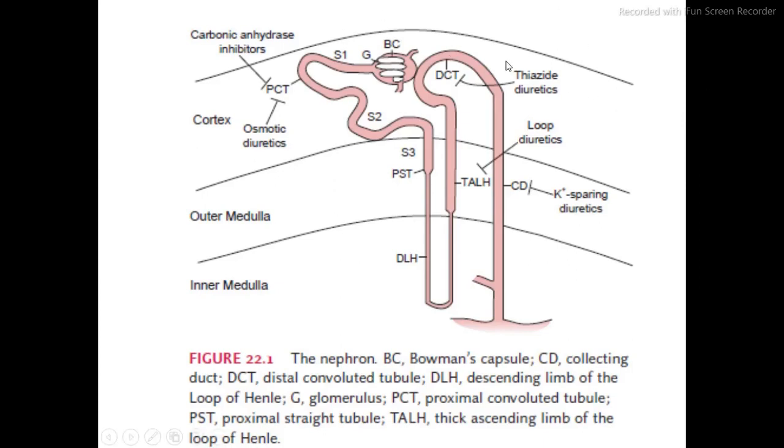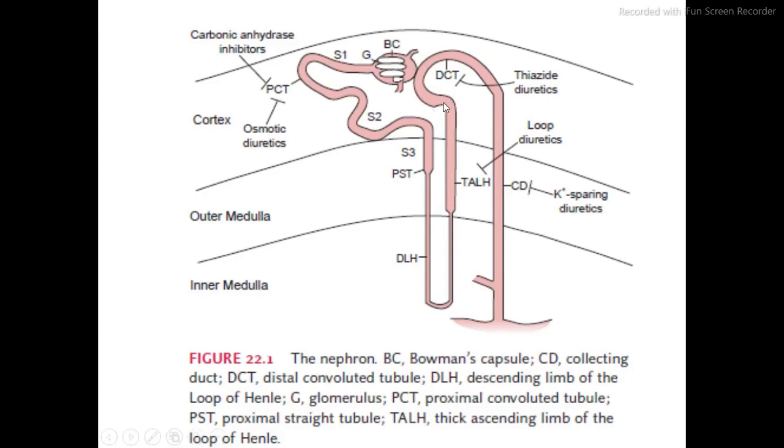So it contributes to the urinary dilution. Now these two nephron sections, which two nephron sections? That is the TALH and the early DCT phase. They are called the cortical diluting segment of the nephron. The TALH component and the early phase of the DCT, this phase is called the cortical diluting segment of the nephron.